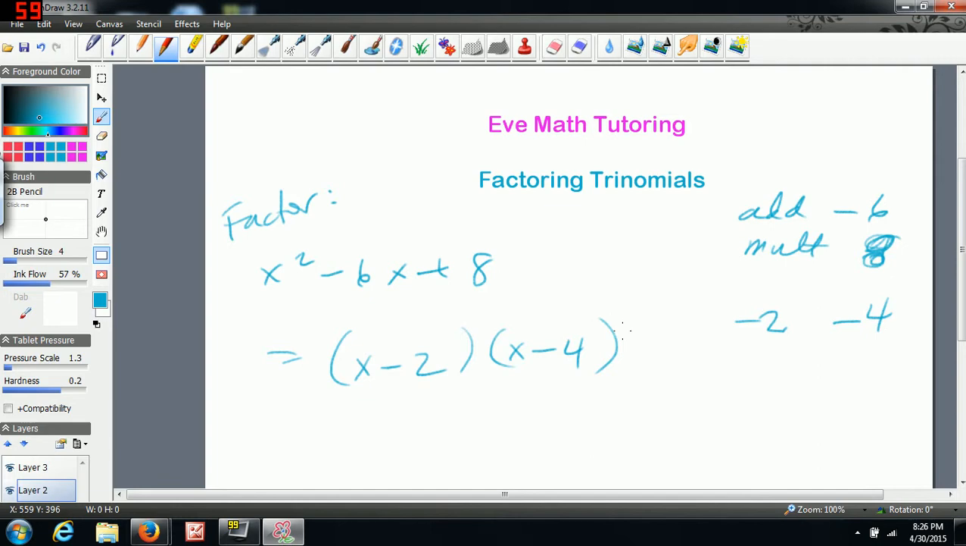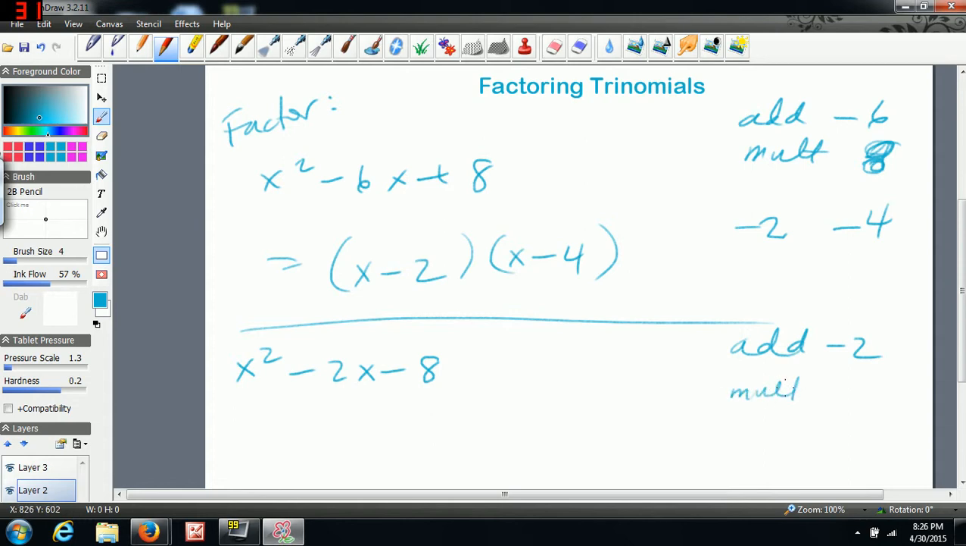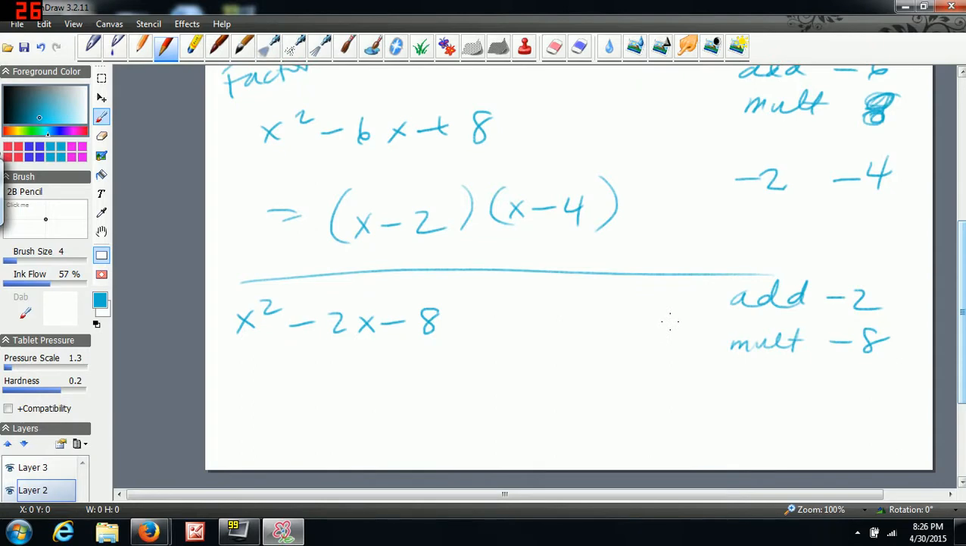Okay, so we can do another couple of examples here. Say we tried a different example: x squared minus 2x minus 8. This time we want two numbers that add to negative 2, but this time they multiply to a negative. If they multiply to a negative, one of them must be negative and one must be positive.